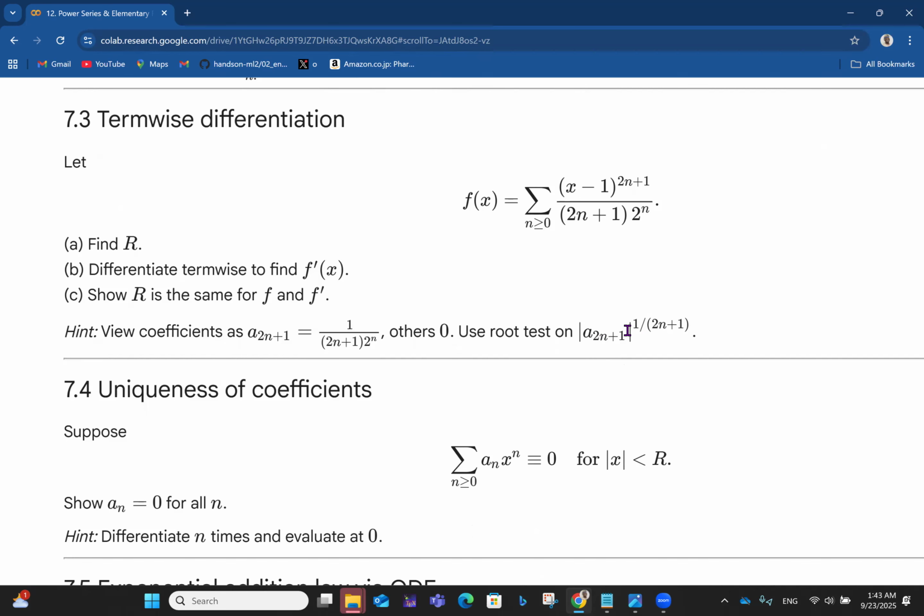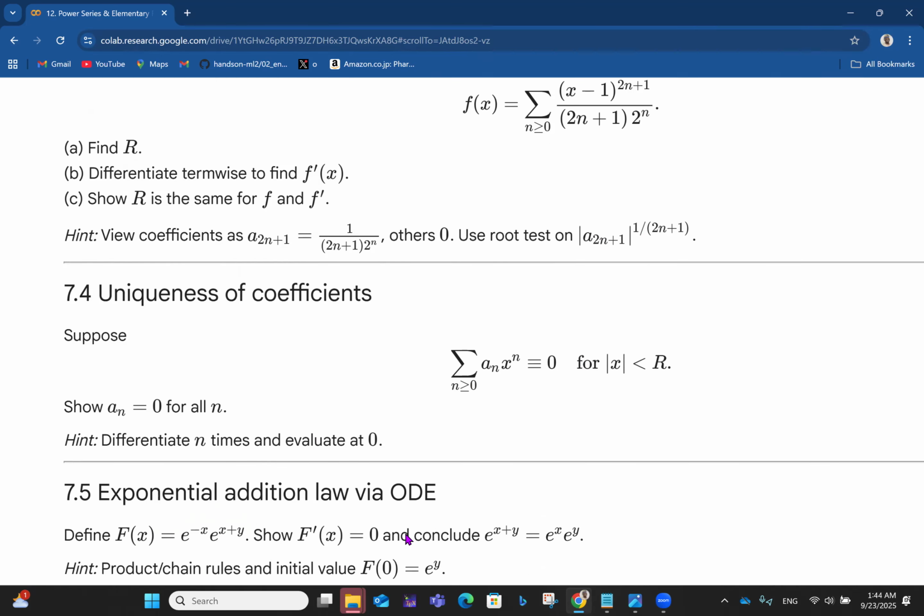Then you have uniqueness of coefficients. Suppose the summation over n greater than or equal to 0 of a sub n x raised power n is equal to 0 for the absolute value of x less than R, then show that a sub n is equal to 0 for all n. So hint: differentiate n times and evaluate at 0. So there you see uniqueness of coefficients.